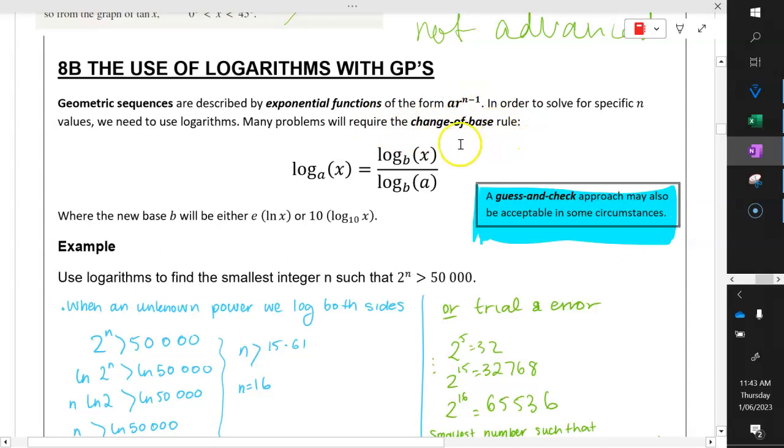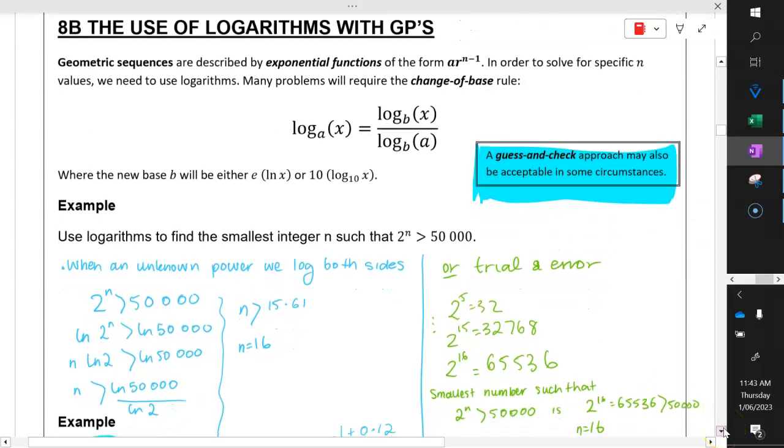Sometimes we need to change the base rule. I generally don't use it because we can take the log of both sides and it works out anyway. Occasionally, what we can do in this topic is a guess and check approach. That is also acceptable in a lot of circumstances. So don't forget that could be used for us as well.